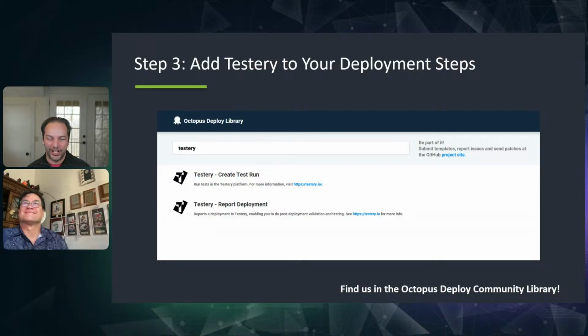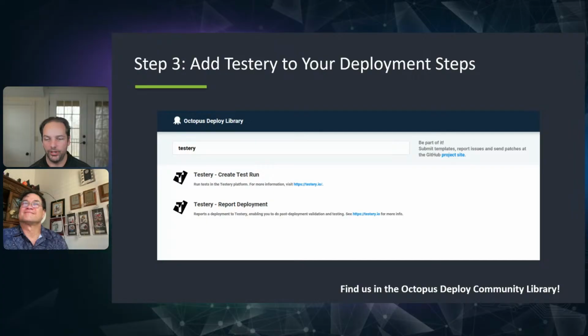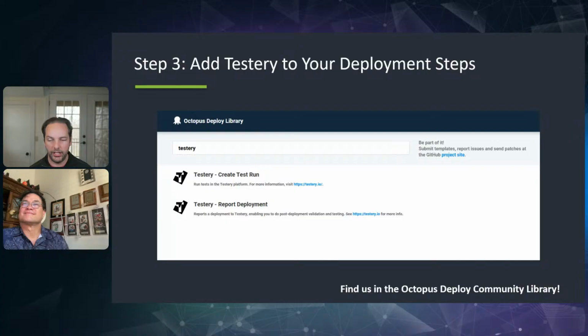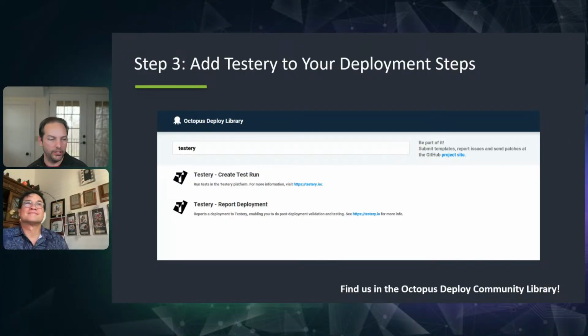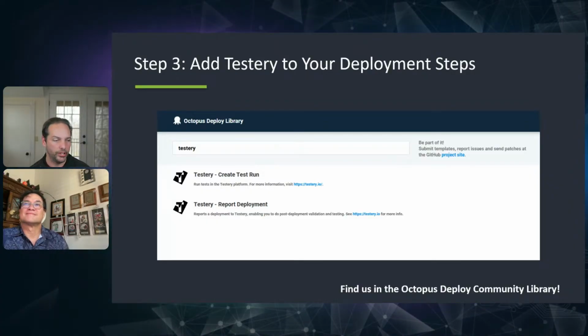And then step 3 is you can add TestTree to your deployment steps. So we're actually available in the Octopus Deploy library. There's a create test run, which gives you the ability to kick off a test run immediately, or you can just report a deployment. If you report a deployment, then in TestTree, you're able to configure automatically kicking off test runs based on what's deployed in your environment.